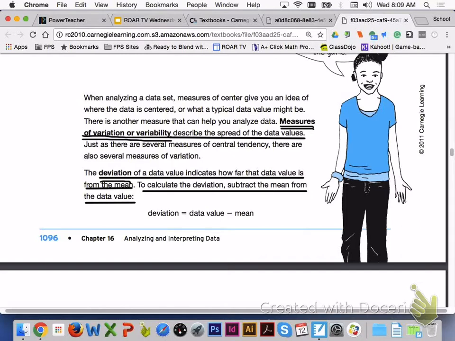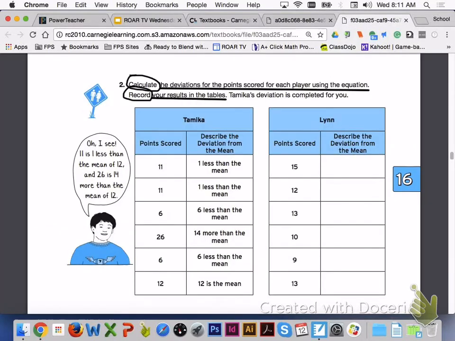The deviation of a data value indicates how far that data value is from the mean. To calculate the deviation, subtract the mean from the data value. Please turn to page 1097, answer number 2 with your group members, and remember that the mean is 12 for both girls from the dot plots back on page 1096.